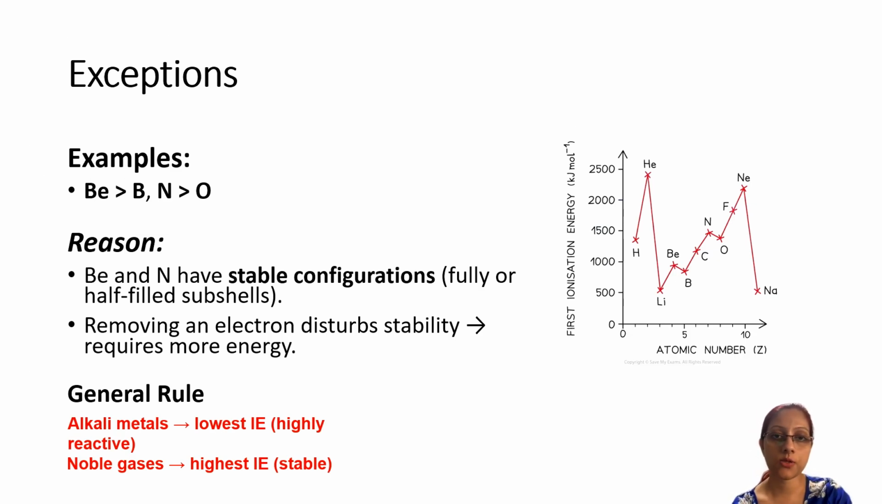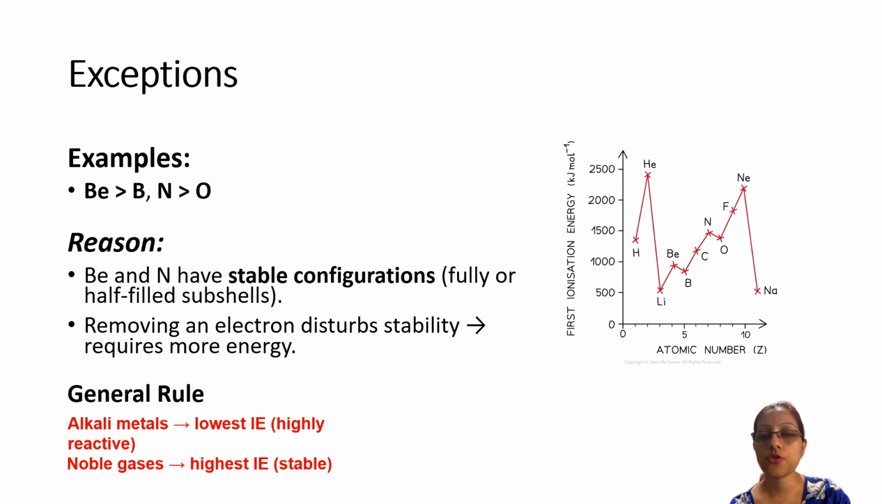We were talking about exceptions in earlier slides to the general trend in ionization energy. We just learned that ionization energy usually increases across a period, but there are a couple of small dips that don't follow this rule. The first exception is between beryllium and boron.